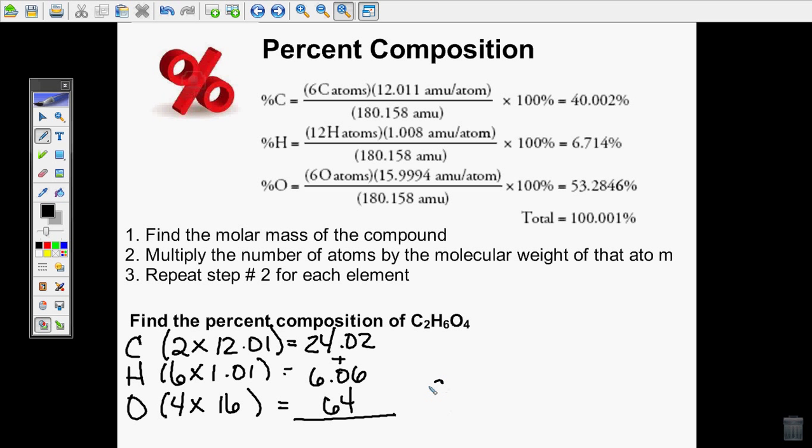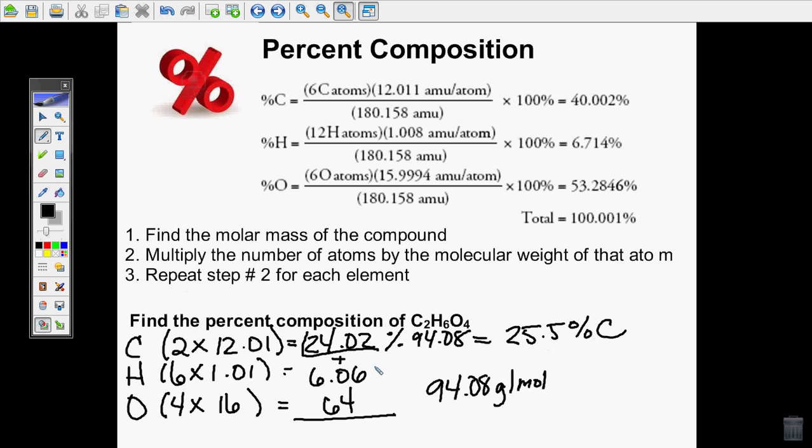Okay, so then I just add all those up, and I get 94.08. This is my molar mass. Okay, but I want to know the percent of each. Well, I'm going to take 24.02 and divide it by my molar mass. I get 0.255, so times 100, and I get 25.5% carbon.